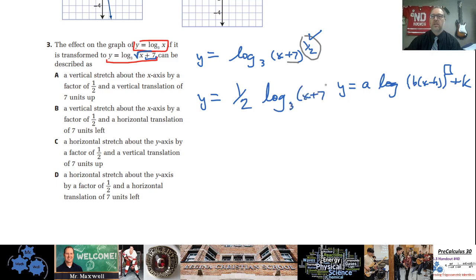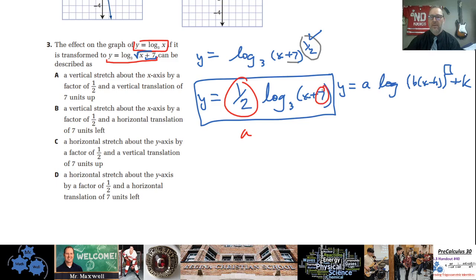Okay. So now that we have this, we have a and we have h. So we can see a and h. So this is obviously a vertical compression, or a vertical stretch of 1/2. And we have a horizontal change of, if this is a plus, that goes left 7 units. And 7 units left. So we got B here for number 3.